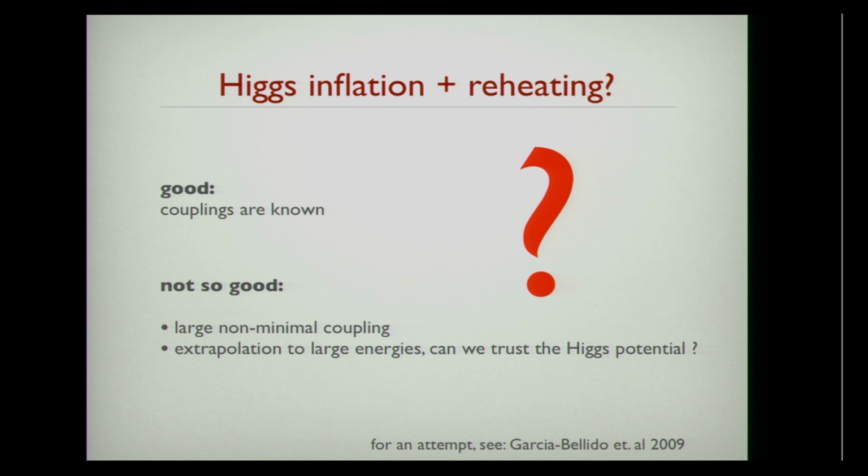There are strong people in both camps about whether you could use the Higgs as an inflaton. It would be nice for reheating because the couplings would be known. But it's not so good because you really need what is called a large non-minimal coupling. That is, you have to couple the scalar, the inflaton, directly to the Ricci scalar, and you need a rather large one. It's in the energy range where we haven't really tested the Higgs potential. So can we trust it, or are we just inventing a potential to get this done?